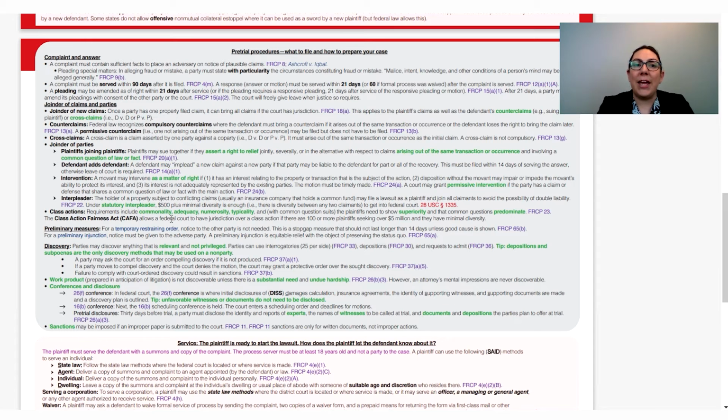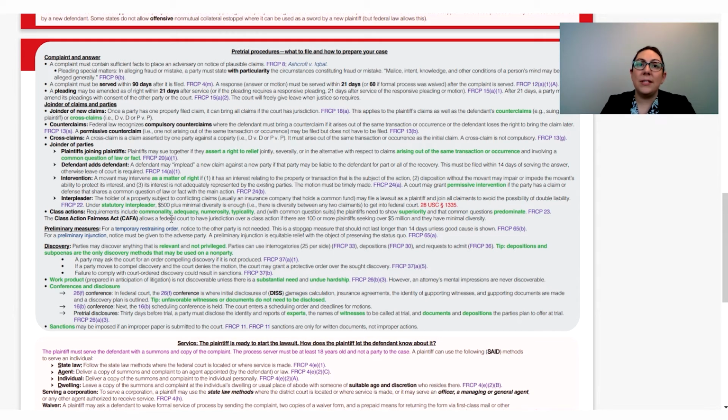A counterclaim is where the defendant says, you're going to sue me? I've got a claim against you too. And the defendant turns around and files a claim against the plaintiff. So the plaintiff started the lawsuit and threw the first punch. The counterclaim is the defendant punching back.